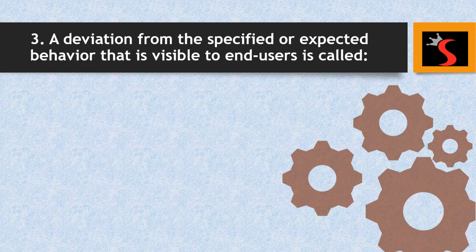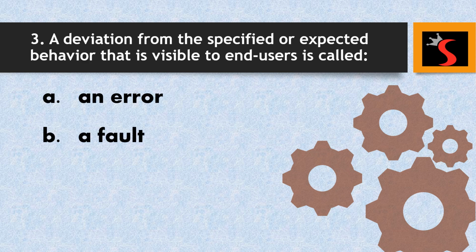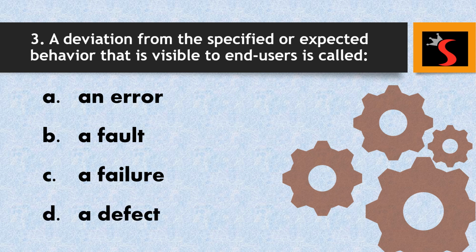Third question is, a deviation from the specified or expected behavior that is visible to end users is called A. An error, B. A fault, C. A failure, or D. A defect.